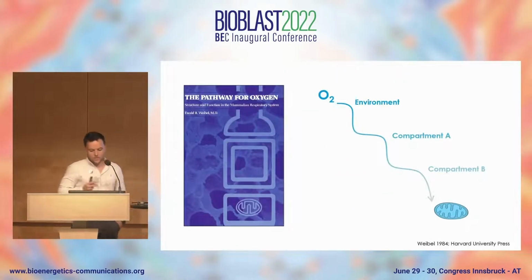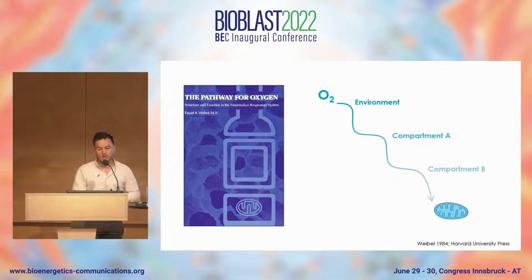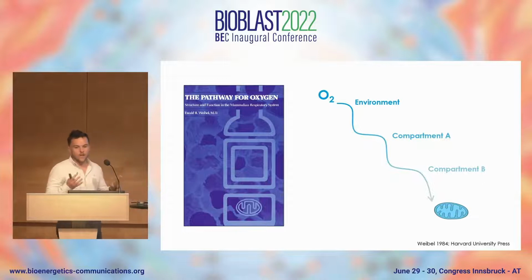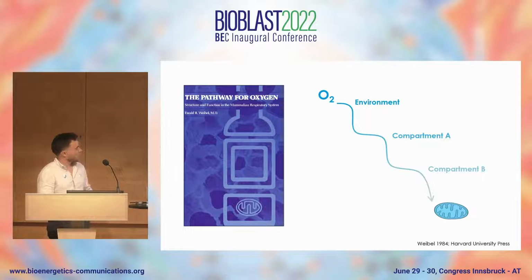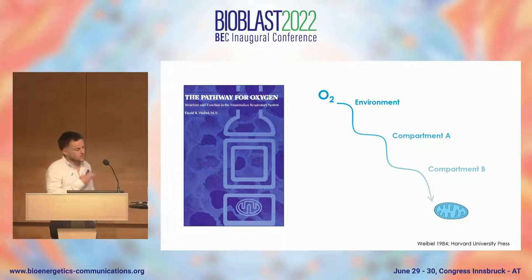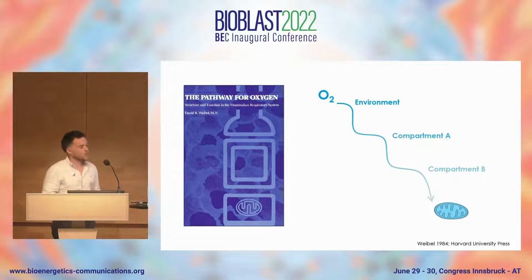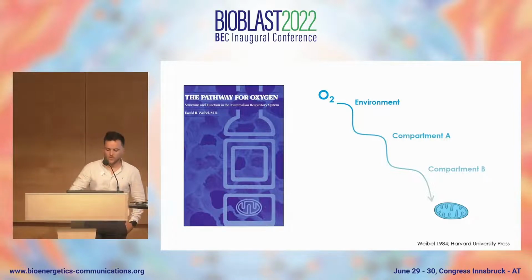So when we began to attempt to define normoxia, we pictured things from the perspective, I think, of Ewald Weibel and his famous pathway for oxygen, where oxygen gradients from the environment to the mitochondrion exist along the pathway for oxygen. And of course, those in the environment are distinguished from those in biological compartments: organs, tissues, cells, and intracellular microenvironments.